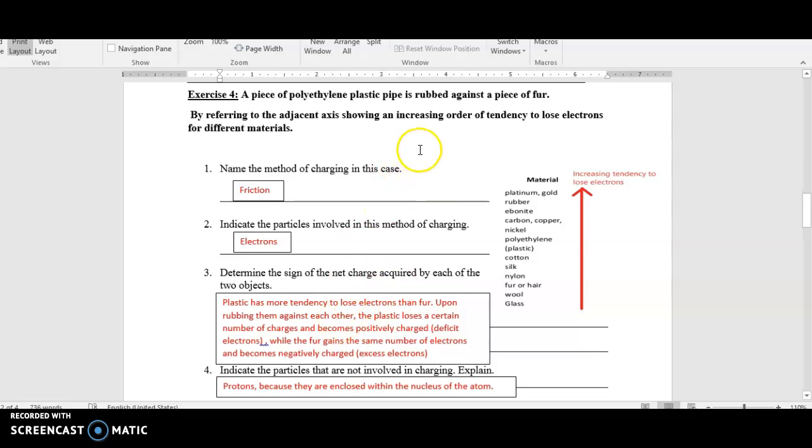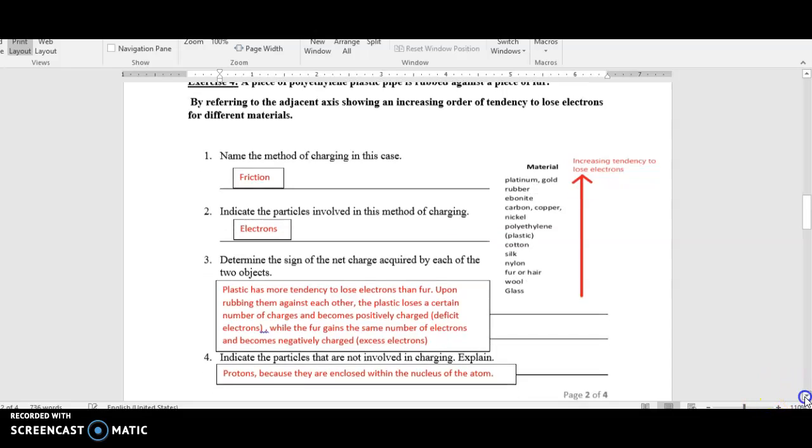So for this example, we have plastic and fur. So let's compare the plastic and the fur. Plastic, which is the polyethylene, and the fur. So plastic has more tendency to lose electrons than fur. Upon rubbing them against each other, the plastic loses a certain number of charges and becomes positively charged for having deficit electrons, while the fur gains the same number of electrons and becomes negatively charged for having excess electrons. Now indicate the particles that are not involved in charging. They are the protons. Explain: because they are enclosed within the nucleus of the atom.